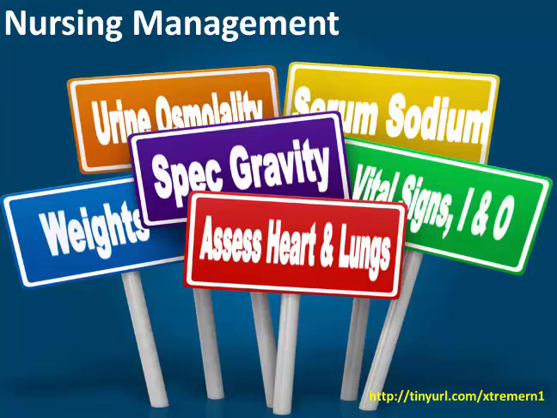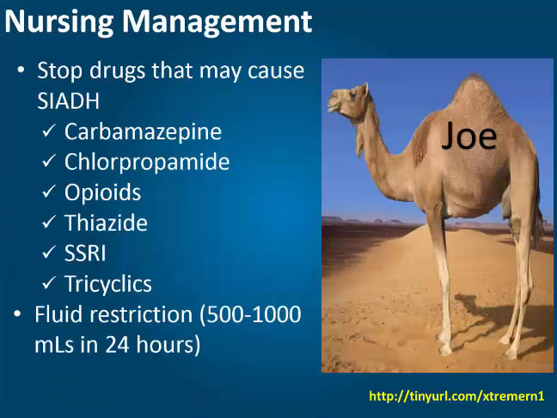One of the meds to treat SIADH, demeclocycline, can cause diabetes insipidus. So you want to be on the lookout for a specific gravity that begins to drop, and a specific gravity at 1.001 to 1.005 could be going into diabetes insipidus. Now you want to check that the patient is not taking medication causing SIADH. In other words, stop the drugs that may cause SIADH, like carbamazepine, chlorpropamide, opioids, thiazides, SSRIs, and tricyclics.